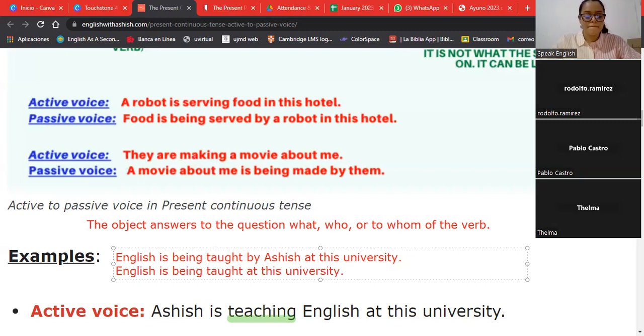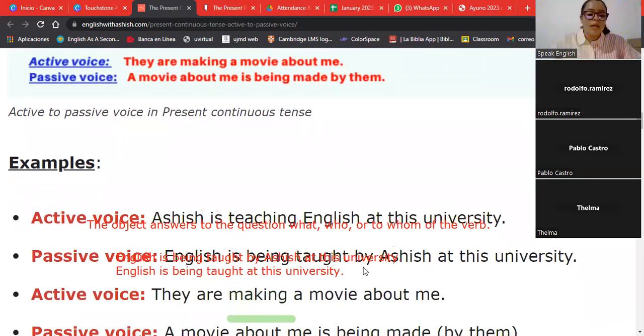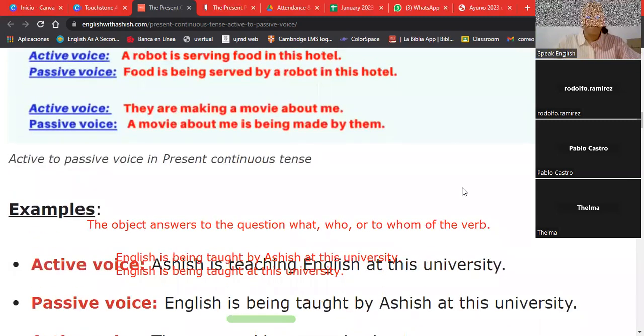Okay. Let's see the other sentence that we have over here. I don't know what is happening with my camera today. Goodness.